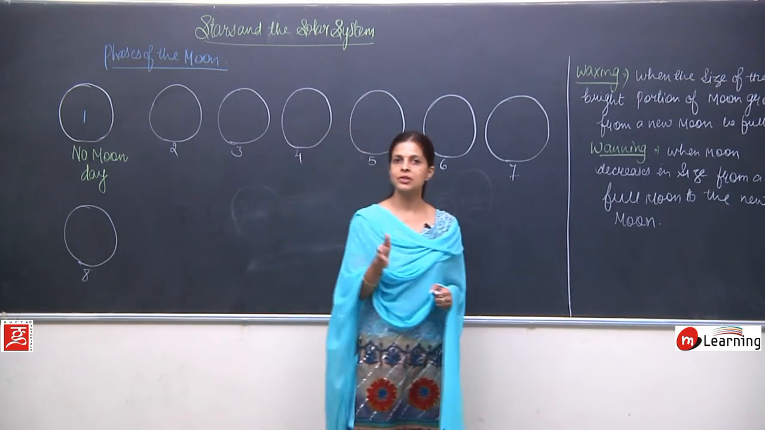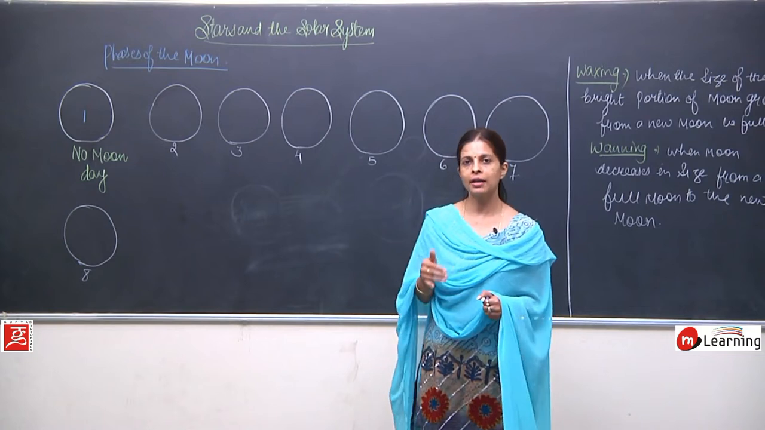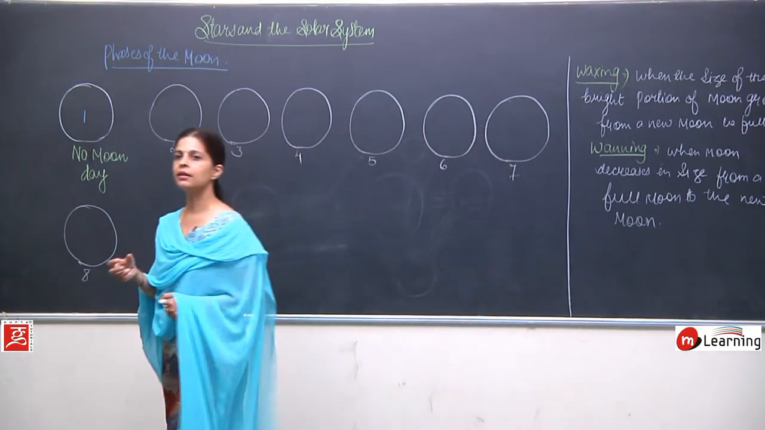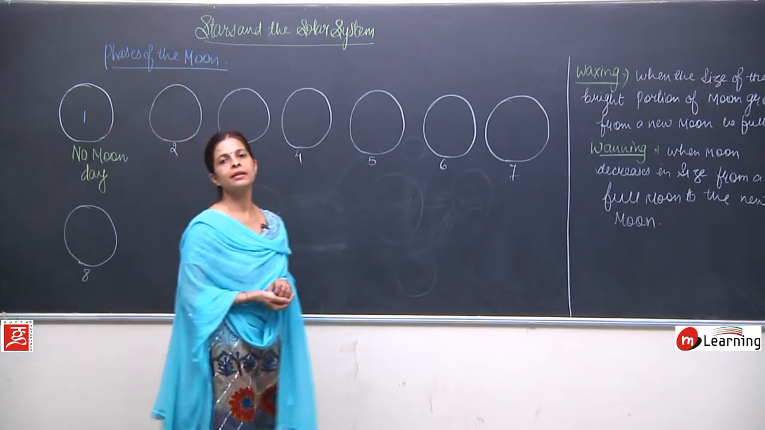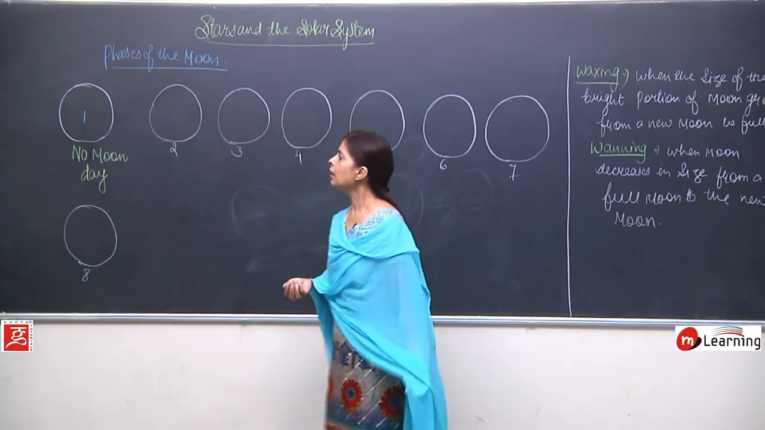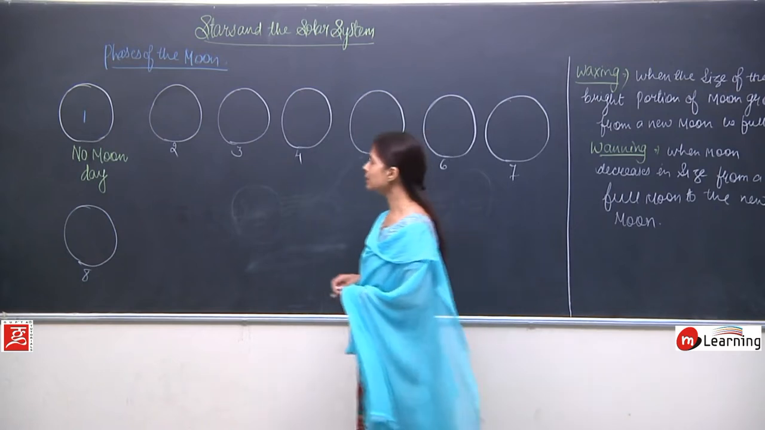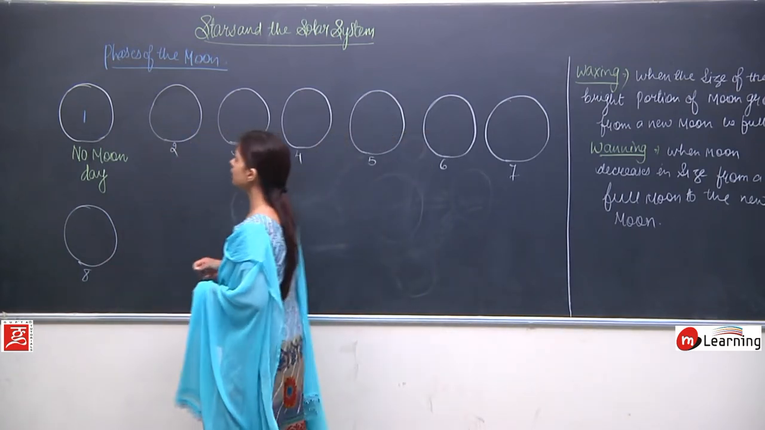While revolving, a position comes when the moon is in between the sun and the earth, and that is the reason I just showed. So the reflected light couldn't reach over there and we cannot see the moon. Now the first is no moon day. That means in the sky there is no moon. The moon is not there in the sky.